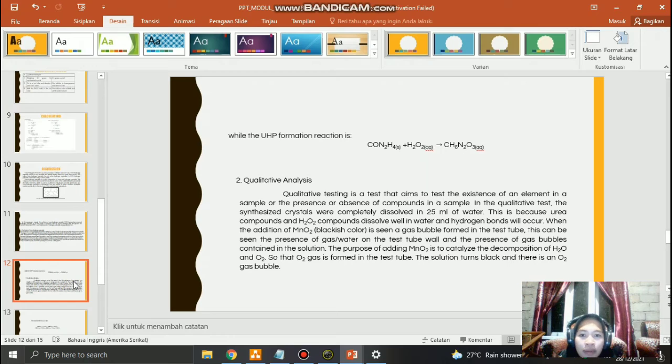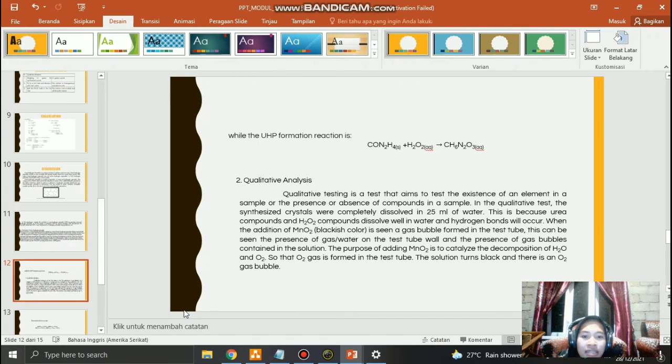Okay, the UHP formation reaction is CON2H4 plus H2O2 produces CH6N2O3. Next, qualitative analysis.